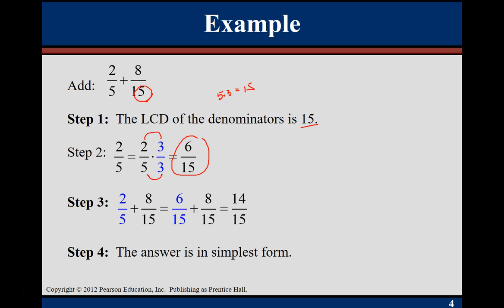I could easily simplify 6/15 down to 2/5. So I'm going to take out the 2/5 and put in its equivalent fraction of 6/15. Now that my denominator is the same in both fractions, I can just do the operation in the numerator. And 6 plus 8 is 14. Since this can't be reduced any further, my answer is already in simplest form, and the answer is 14/15.